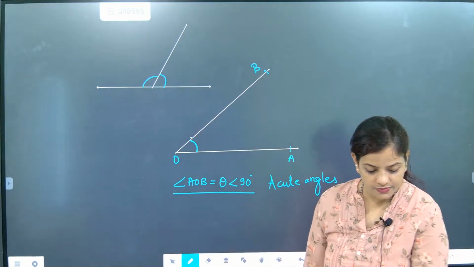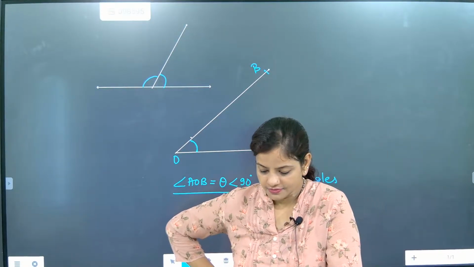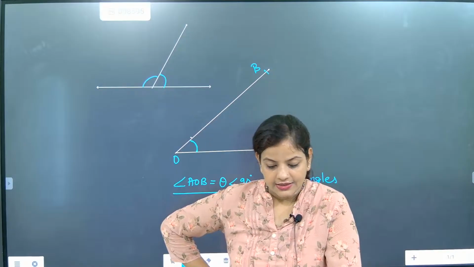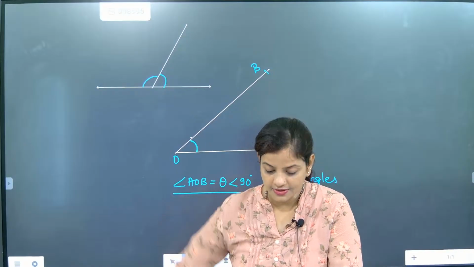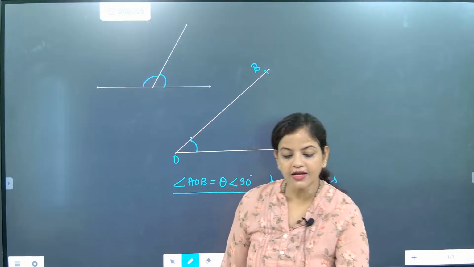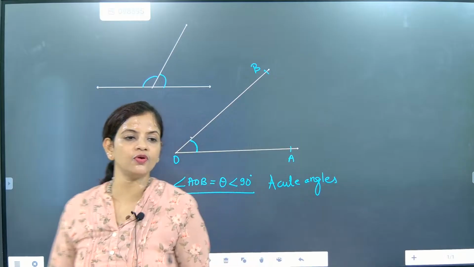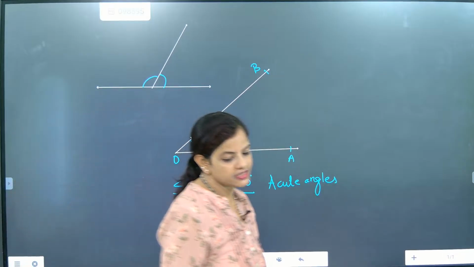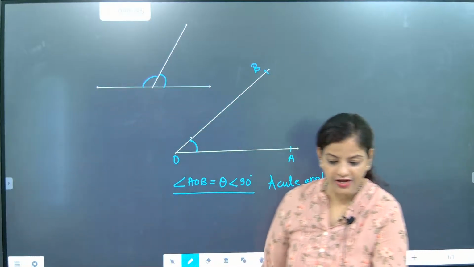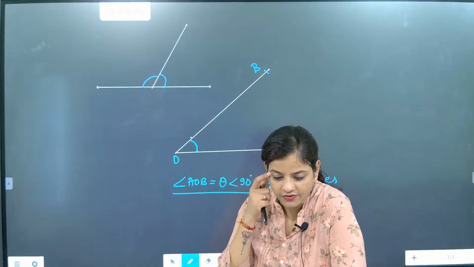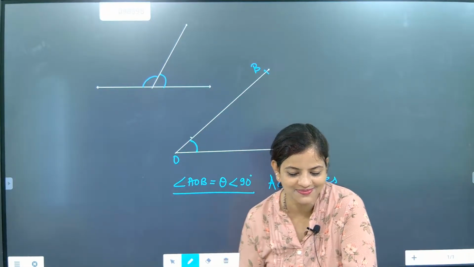Okay, done? Till here done nicely? So adjacent angles will be what? Neighborhood angles will be considered as what? Adjacent angles. In a simple way we have studied. Clear? Absolutely.